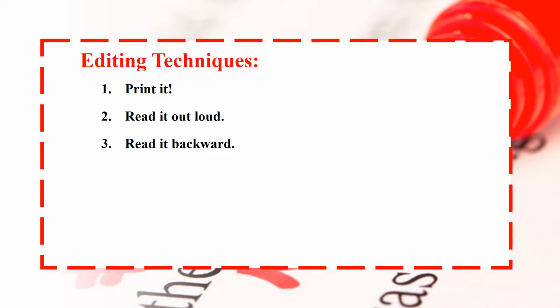Third technique, this sounds weird, but read it backwards. So start with your last sentence, read that sentence normally, then read the second to the last sentence, and go on through the whole essay, reading each sentence as its own. This way your brain isn't connecting everything like it normally does in a paragraph. You're looking at each sentence as its own little entity, and maybe you'll be able to identify whether or not it's a complete sentence, whether or not a word's out of place, much more easily than if you're just reading like normal.